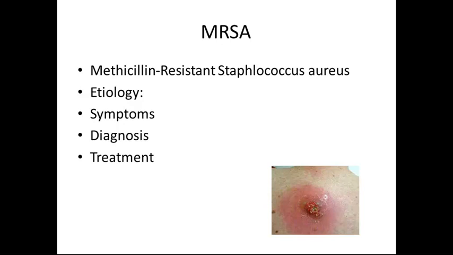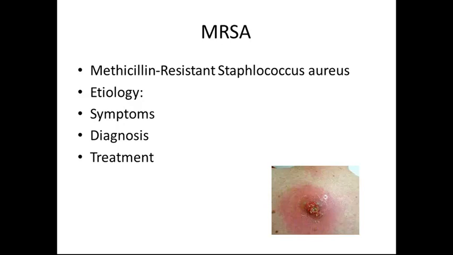MRSA, an abbreviation for methicillin-resistant Staphylococcus aureus. The etiology is that it's a strain of bacteria resistant to antibiotics used to treat it, and is due to the overuse of antibiotics in humans and antibiotics in our food sources. Typically, Staphylococcus is present on our skin and is part of our normal flora. We get MRSA when we develop the resistance from the antibiotics.